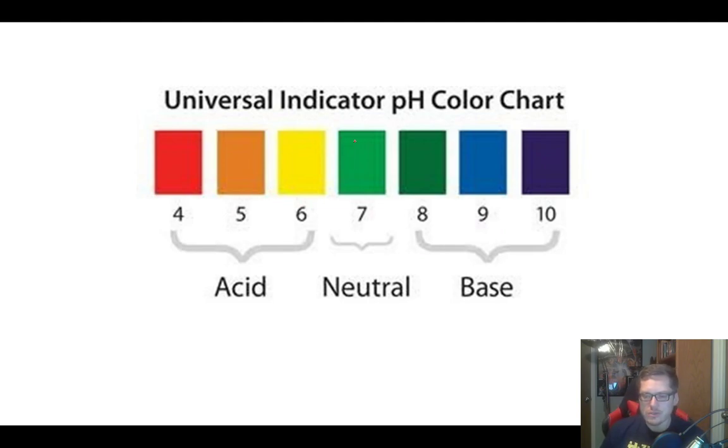So if you've got a universal indicator, you can put a drop of that in your unknown solution, and depending on what color you get, you can get an idea of what your pH is close to. If it's below 7, you have something that's acidic. If you're at 7, you have a neutral solution. If you're above 7, you have some sort of basic solution.